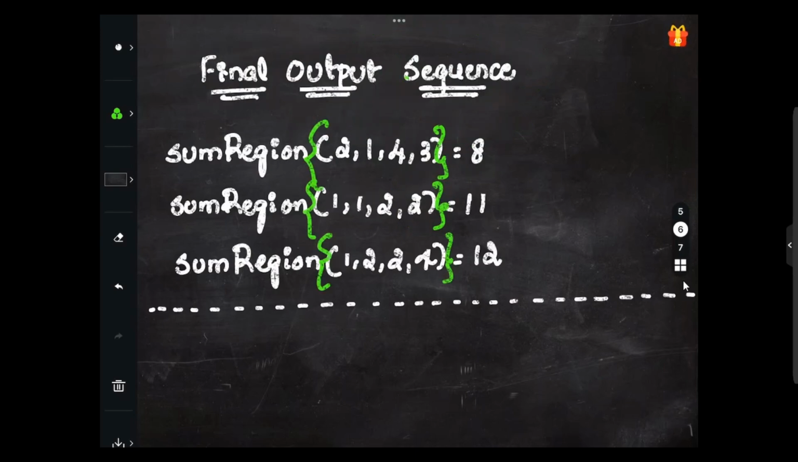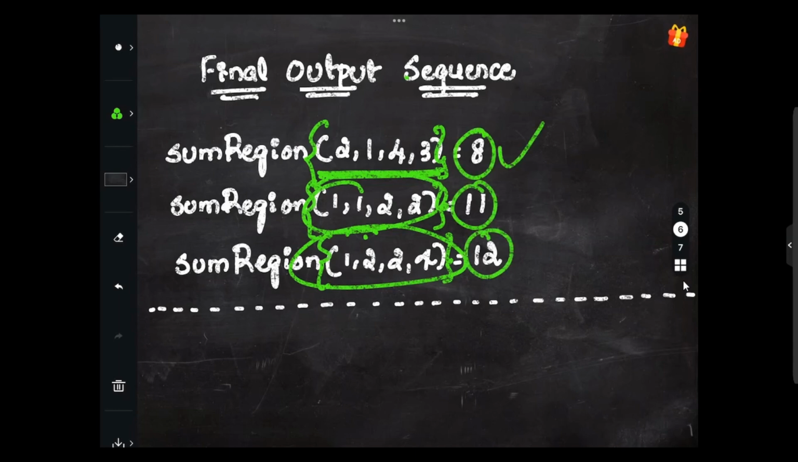So the final output sequences, so for the sum region we have calculated this one. You can just try it out in the same way for 1122 and 1224. So for this one we have got the output 8, and for the other two you will get the output 11 and 12. You can just try it out in the same way that I showed. So this is nothing but 2D prefix sum using hash map. So here we got the output 8. You can just try it out for this one, 11 as well as 12.